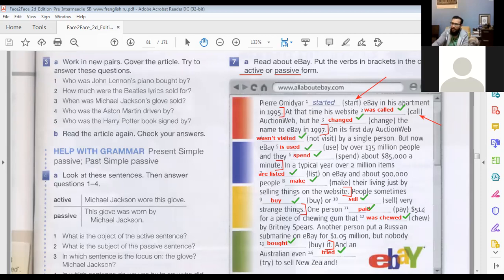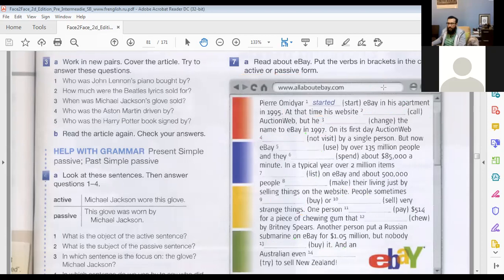Pierre Omidar started eBay in his apartment in 1995. Full stop. At that time, this is considered a linker, they call them linking phrases. At that time links back to 1995. His website was called something, comma, we stay on the same line. But he changed the name to eBay in 1995. The idea continues. So it's very important. You need to pay attention to this.